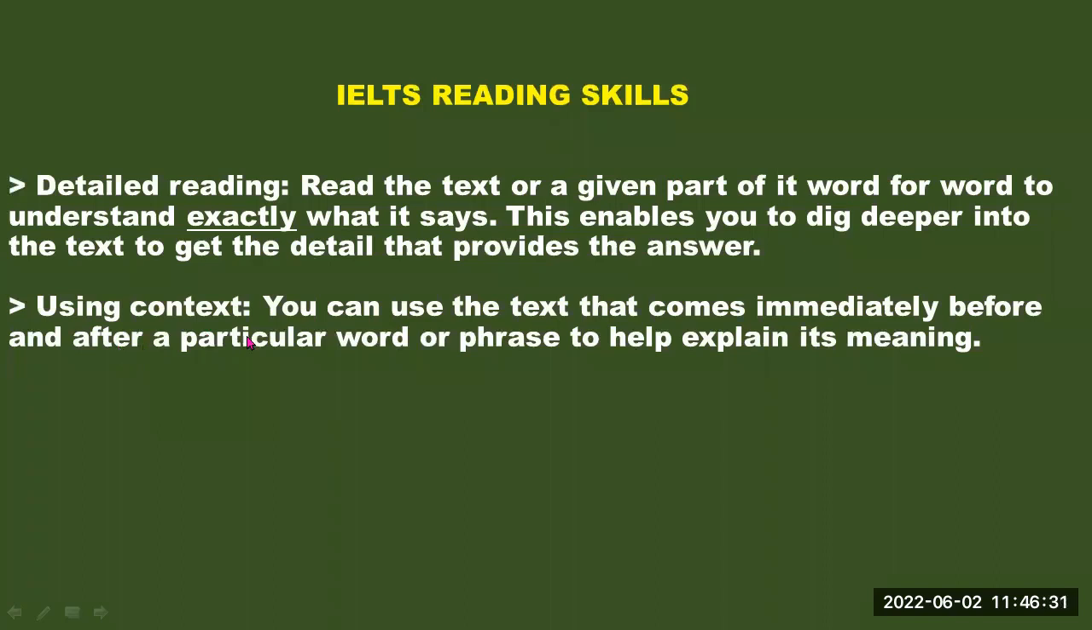Now, the next will be using context. You can use the text that comes immediately before and after a particular word or phrase to help explain its meaning. Most English words acquire meaning in context. So this is very important because English words are like chameleons, and just like chameleons change their color from one physical environment to another, so English words change their meaning from one context to another. So it is important you know the context of a word.